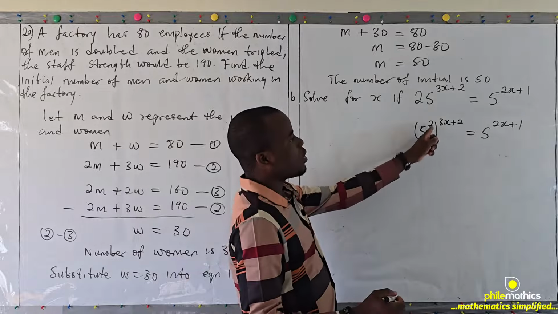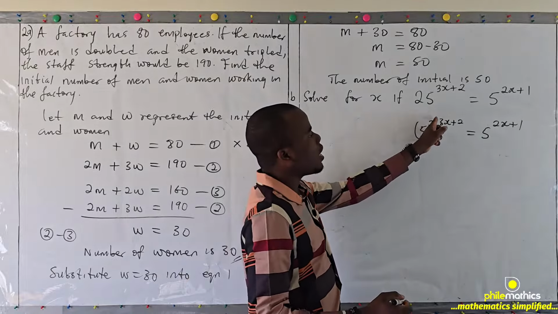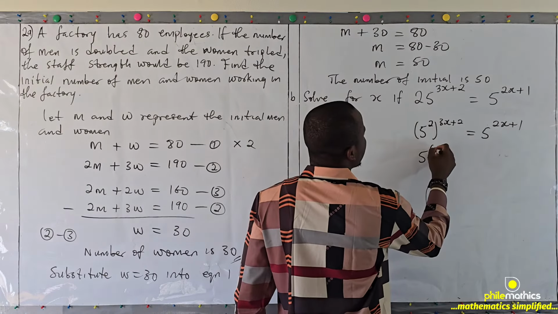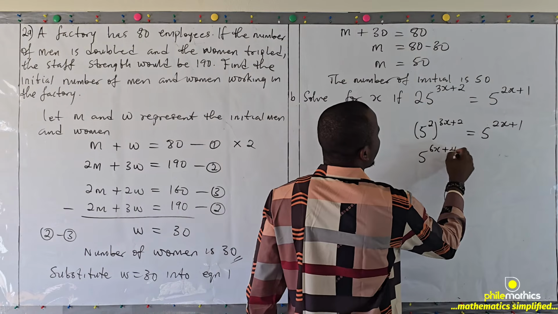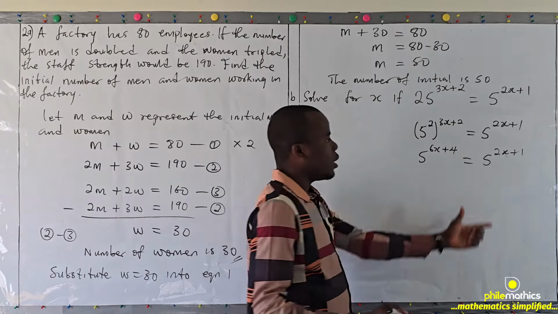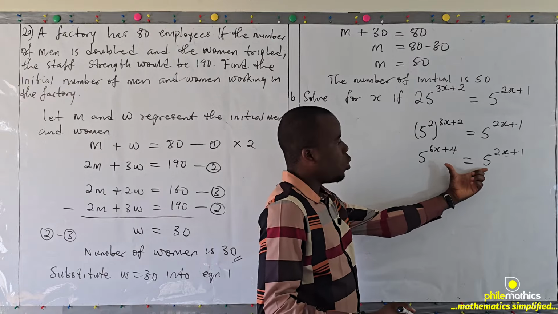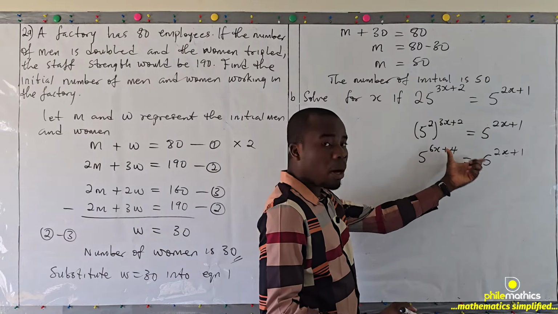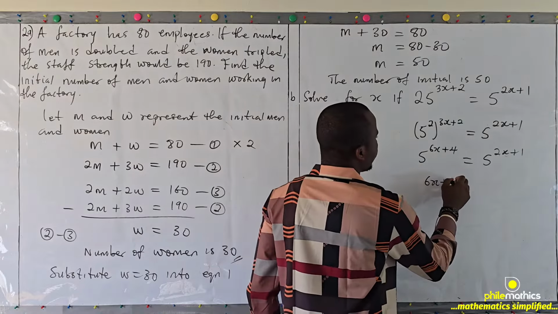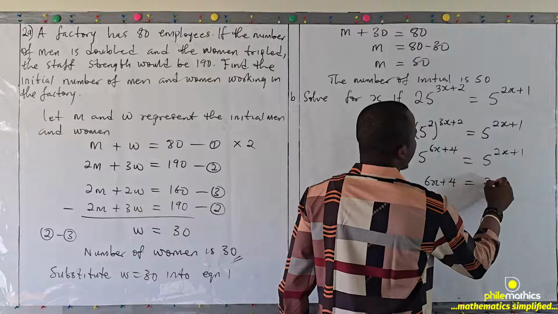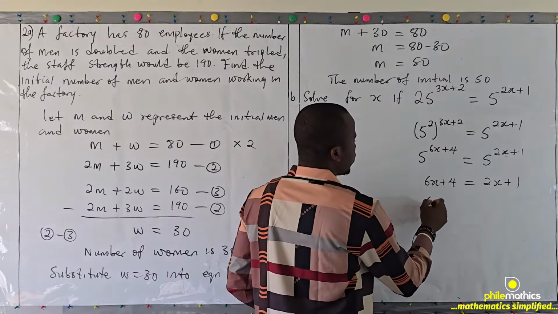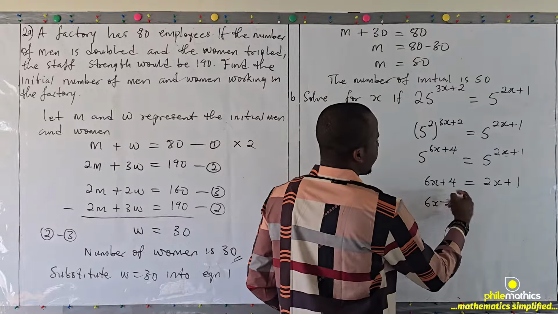From laws of indices, we can use product rule such that this power multiply this power, we get 5 to the 6x plus 4 equals 2x plus 1. From laws of indices, when we have the same base, the powers have to be equal. So we equate the powers. 6x plus 4 have to equal 2x plus 1. Subtract 2x from both sides. This will be 6x minus 2x.